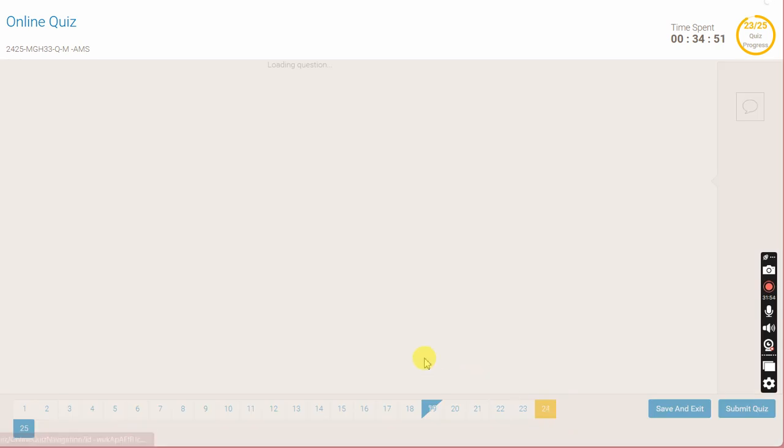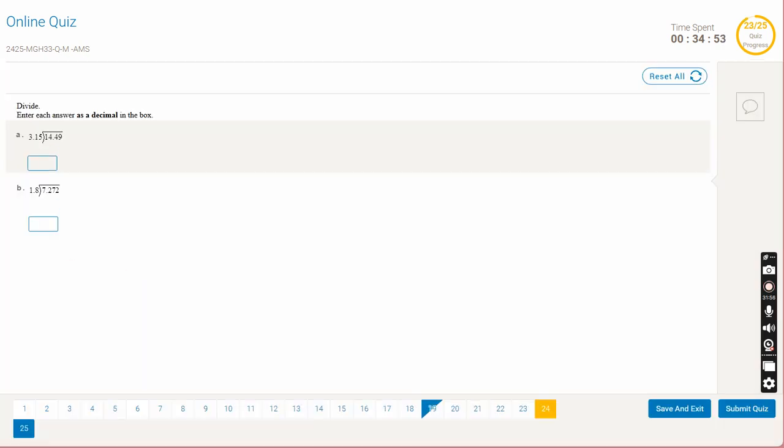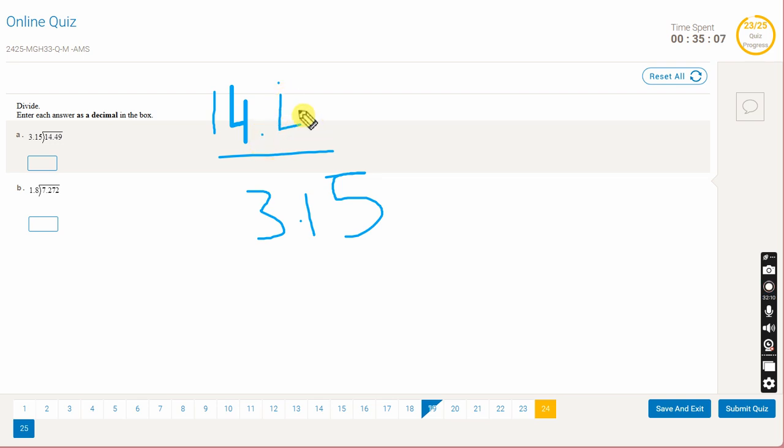It's being a bit long, so I just want to get to the questions that are a bit difficult. I know a lot of people struggle with this as well. Now remember, the outside number will be at the bottom, 3.15, and above it will be 14.49.